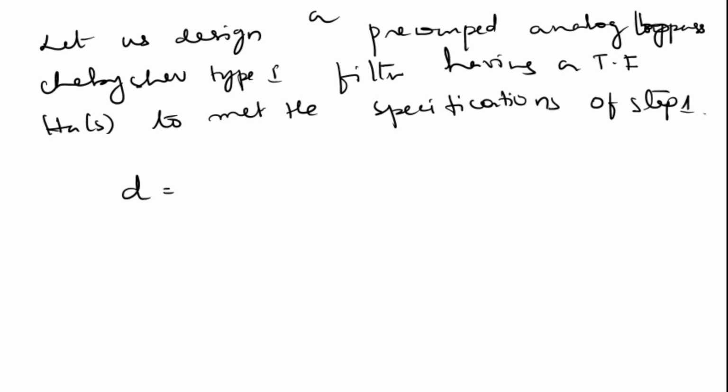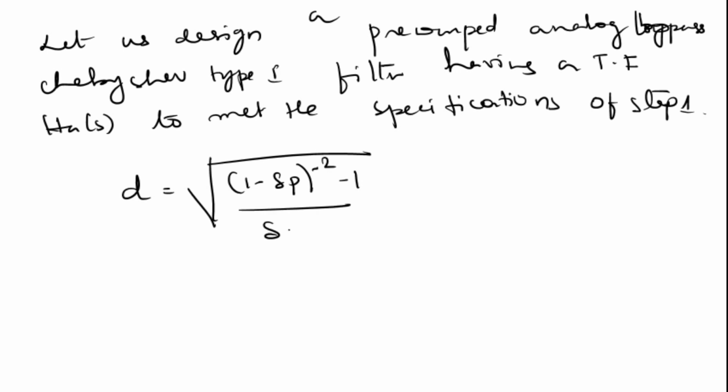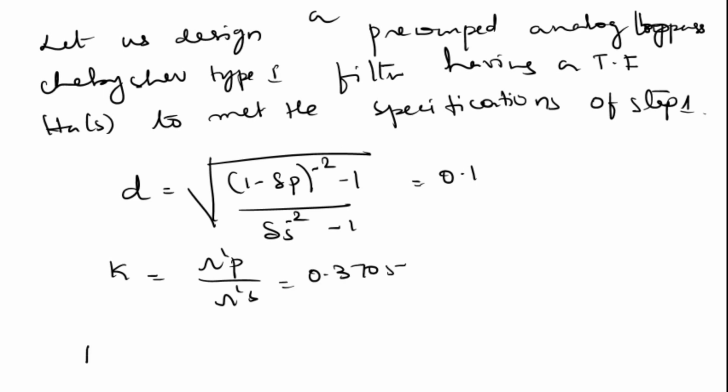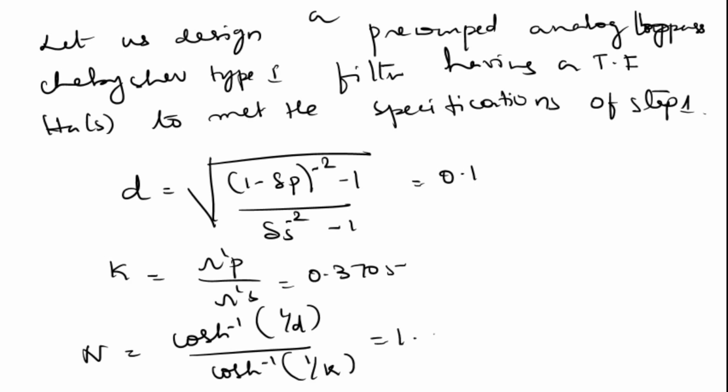Then discrimination factor D is equal to root of (1 minus delta p to the power minus 2 minus 1) divided by (delta s to the power minus 2 minus 1), which is equal to 0.1. Then selectivity factor K is equal to ohm dash p by ohm dash s, which is equal to 0.3705, and n is equal to order cos hyperbolic inverse of 1 by d divided by cos hyperbolic inverse of 1 by k, which is equal to 1 by 8. So we have to take n as the next integer value, 2.